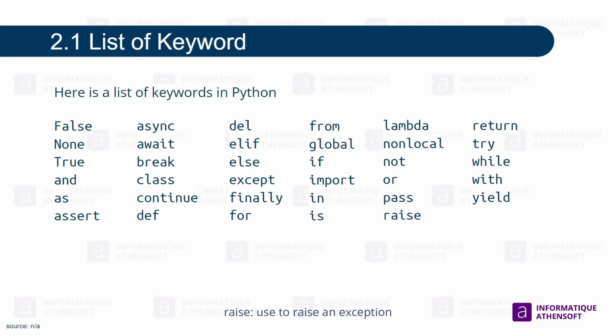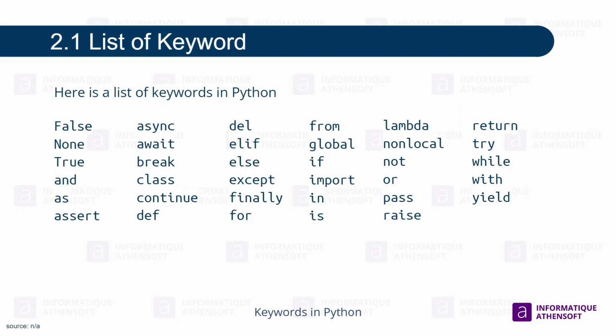Raise, used to raise an exception. Return, used to return a value from a function. Try, used to catch exceptions in the try block. While, used to create a while loop. With, used to simplify exception handling. Yield, used to end a function, returns a generator.